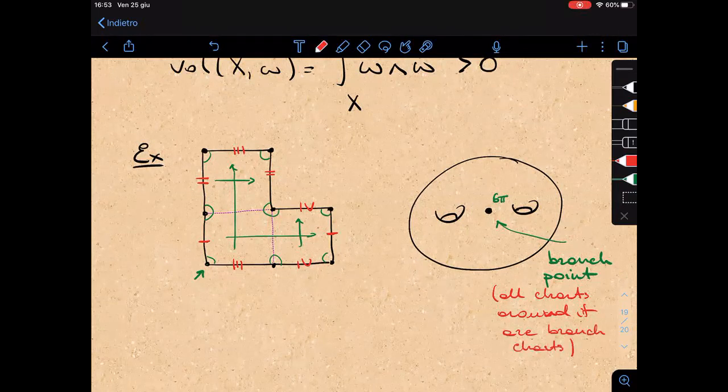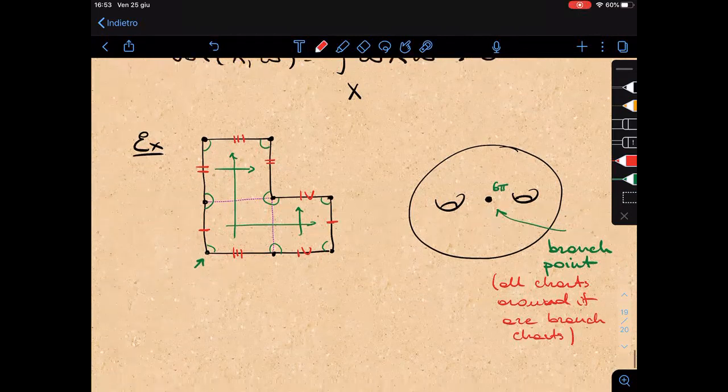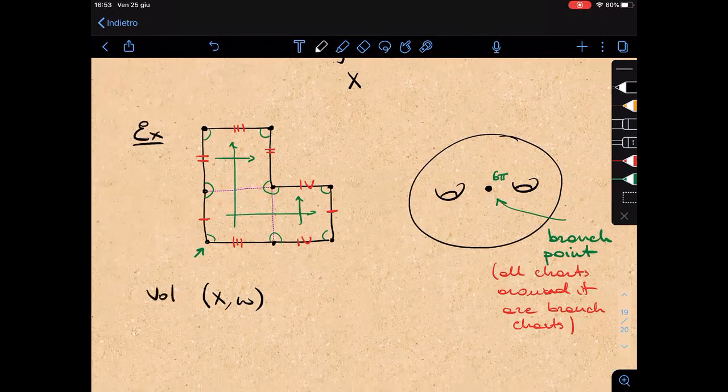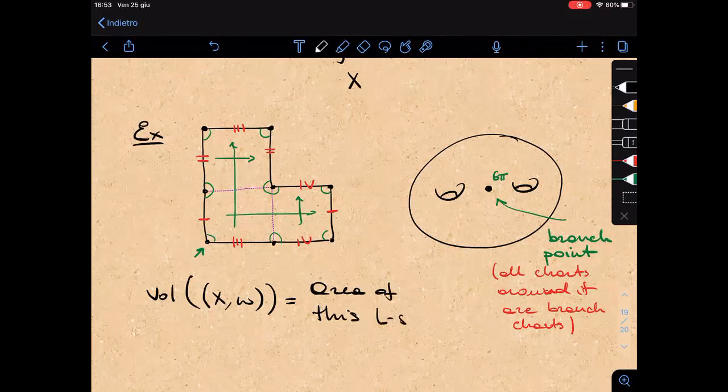And what is the volume? So we have used translations, so we have used the first definition, but there is an underlying Riemann surface, and there is one abelian differential omega, and the volume of this is just equal to the area of this L shape.